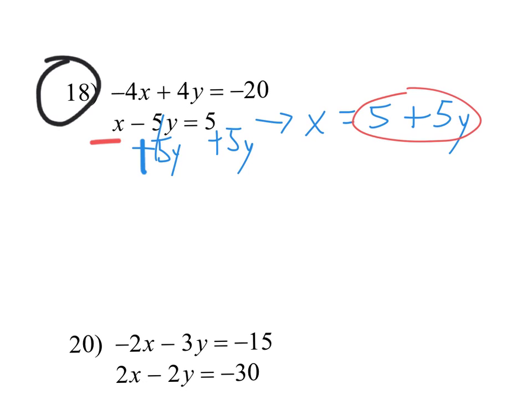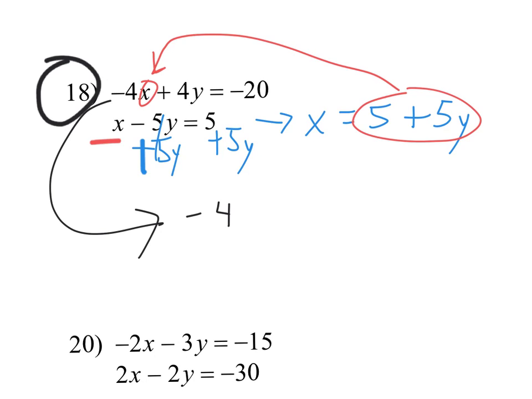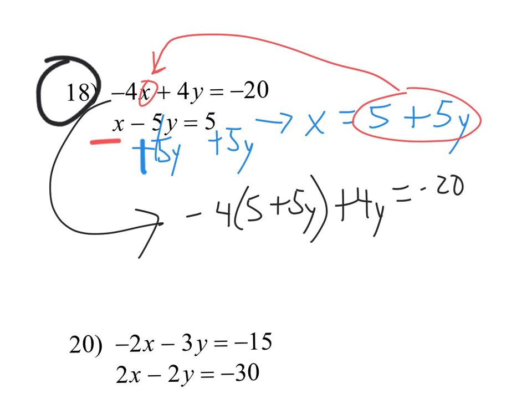So now I'm going to take what x is equal to after I rearranged, and I'm going to put that into the top equation right up there for x. So if I come down here, I really have this top equation now. I have negative 4, and then in for x, I'm putting that 5 plus 5y, and then plus 4y is equal to negative 20. Then I'm going to distribute my negative 4, so I get negative 20 minus 20y plus 4y is equal to negative 20.